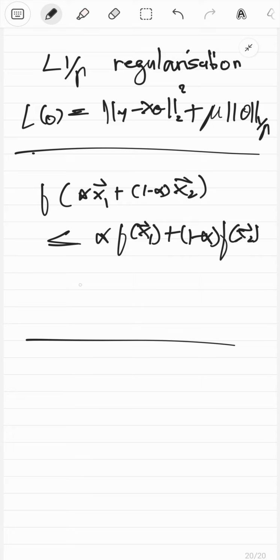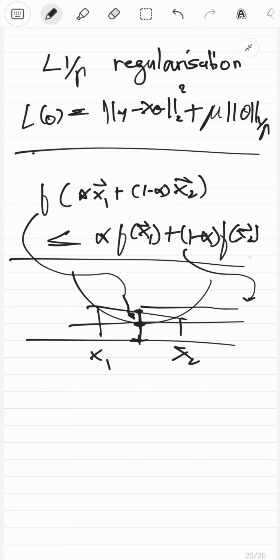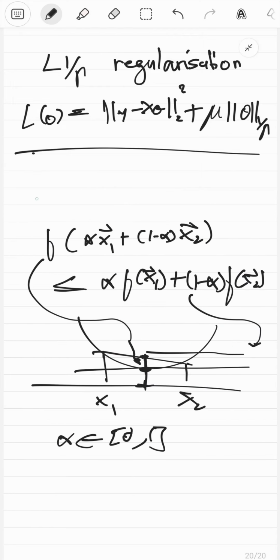So graphically it looks something like this. You have x1 over here, x2 over there, and then this whole thing is what this quantity is, but then this whole thing is what this quantity is, right? Yeah, so that's a convex function. By the way, alpha is in 0 to 1. I kind of forgot to mention that. So from this, I should probably write it down, convex functions.